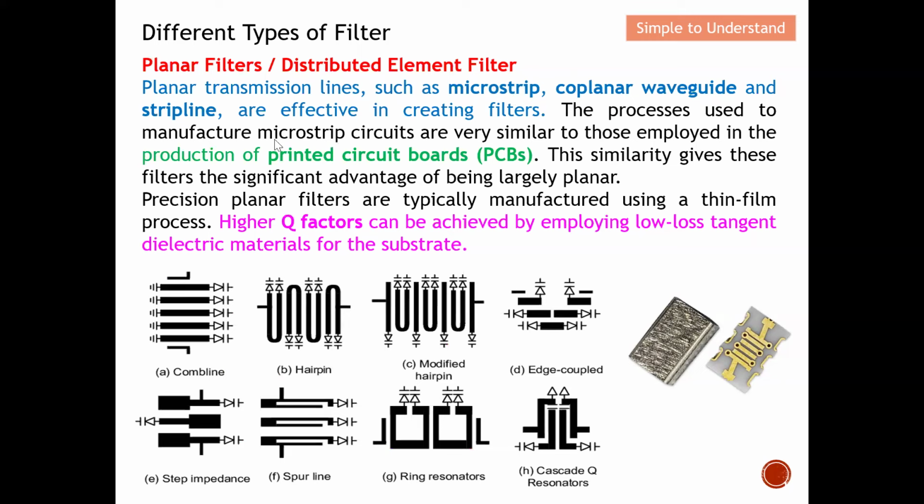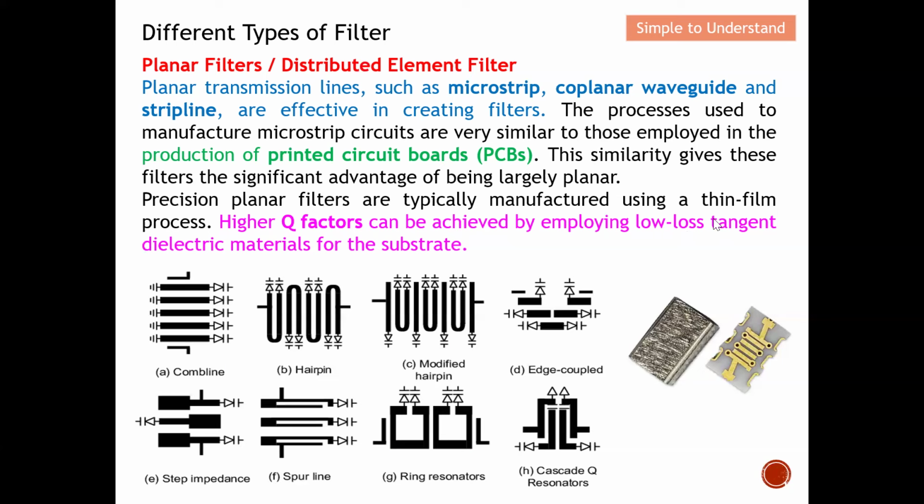The processes used to manufacture microstrip circuits are very similar to those employed in the production of PCBs. So how you design the filter is very much the same as a PCB. Because of this, it is very simple, and therefore there are lots of advantages when we do a planar filter design. Precision planar filters are typically manufactured using a thin film process. A higher Q factor can be achieved by employing a low loss tangent dielectric material for the substrate, for example a Rogers board.